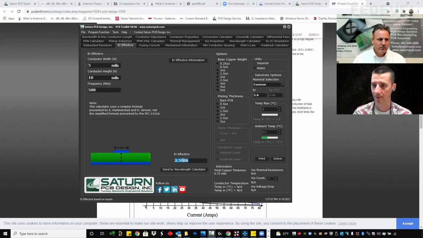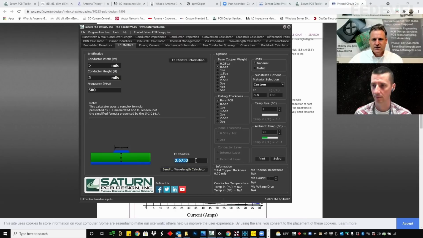So if you look at the formulas, if you look in the back of the IPC books, or in the Waddell book, you'll see a lot of times instead of calling out the square root of ER, they're calling out the square root of ER effective. And that's where this comes in. So it's based off the geometry of the trace. And you can see that if I change this to like 5 gigahertz, it changes a little bit. But the real thing is the geometry of it, because of what's called the cutting plane of the EM fields.